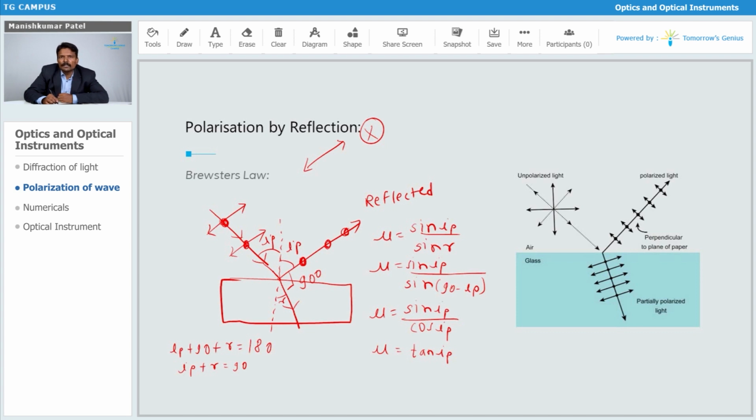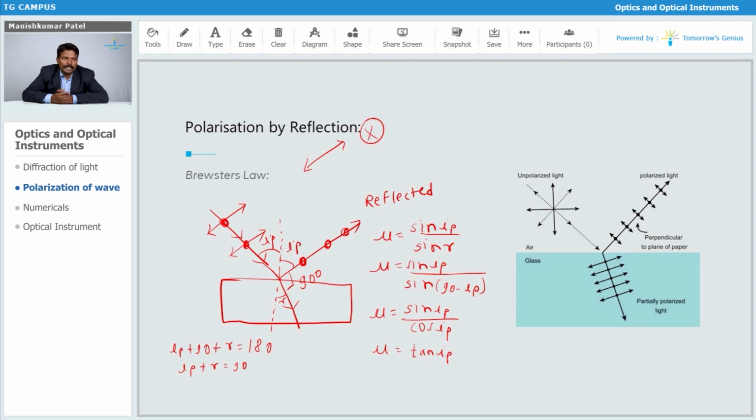When a ray of light is incident on the glass slab at the angle of polarization, the reflected light is completely plane polarized light. That is what we say about Brewster's law. This is the condition. One more condition: the angle between the reflected and refracted ray has to be 90 degrees. Under that condition, the reflected light is completely plane polarized.